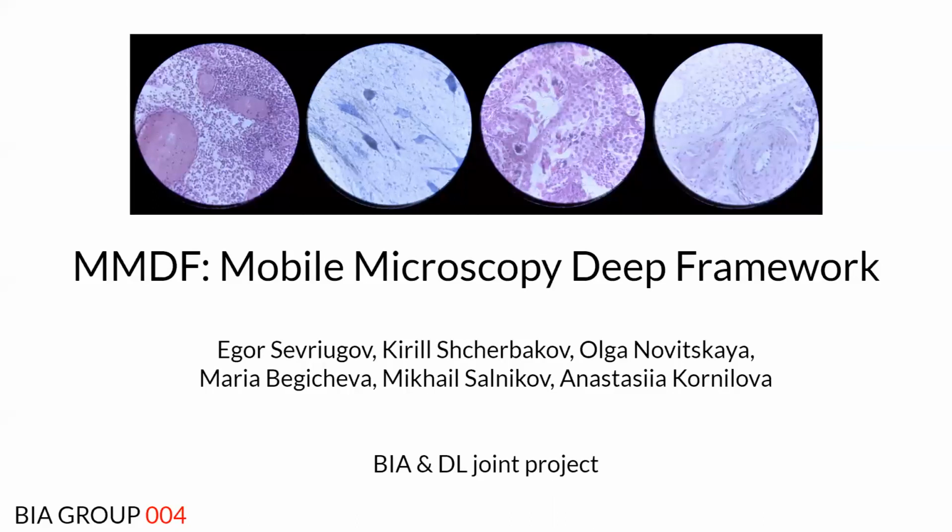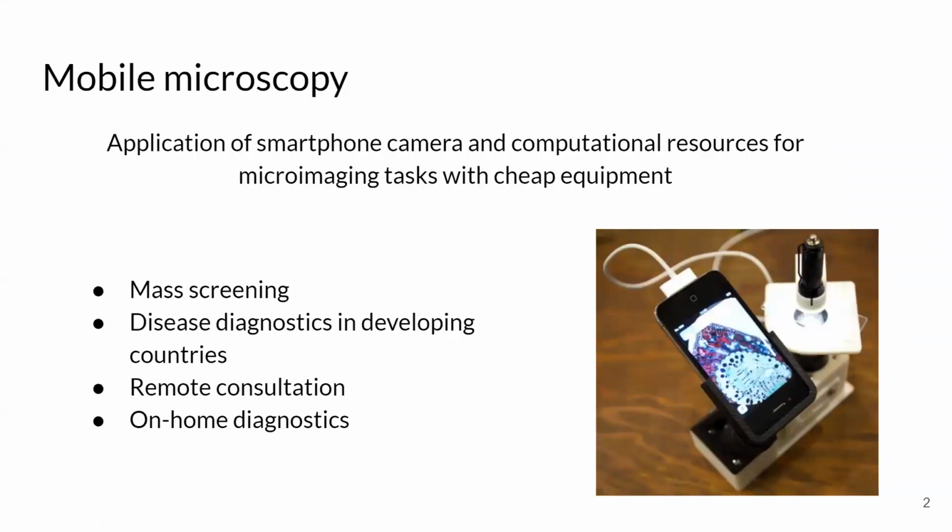Our course project is a joint project with a deep learning course devoted to image processing in the field of mobile microscopy. Mobile microscopy is a technology where a smartphone camera and its computational resources are applied for microimaging tasks with cheap optics and equipment. Significant decrease of cost and rational usage of available resources allows us to apply such technology in a wide range of cases, from mass screening to disease diagnostics in developing regions, where a lack of medical support is usually observed.